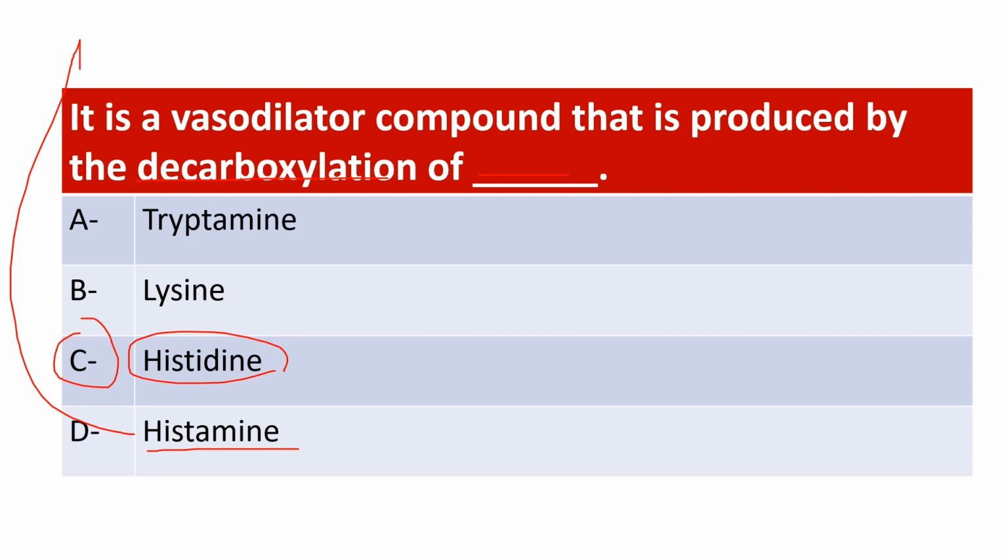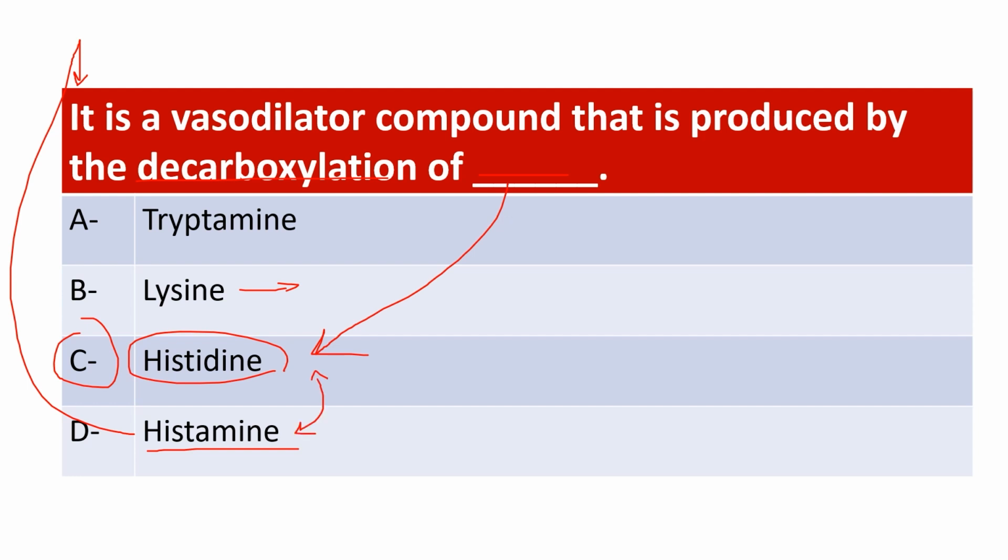Histamine is a vasodilator compound that is produced by the decarboxylation of histidine. The enzyme histidine decarboxylase catalyzes the conversion of histidine to histamine. Histamine is involved in functions in the body such as allergic reactions and acid secretion, and increases blood flow by dilating blood vessels. The decarboxylation product of lysine is cadaverine, and tryptamine is a decarboxylation product of tryptophan. So the answer to the question is histidine. Be careful here.